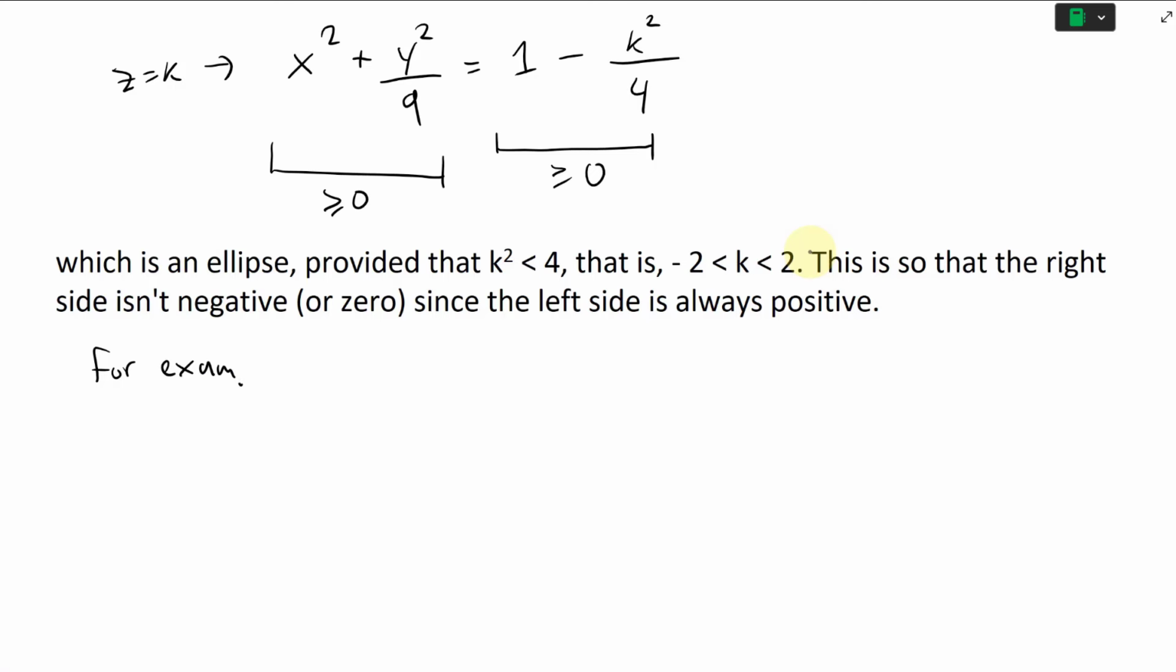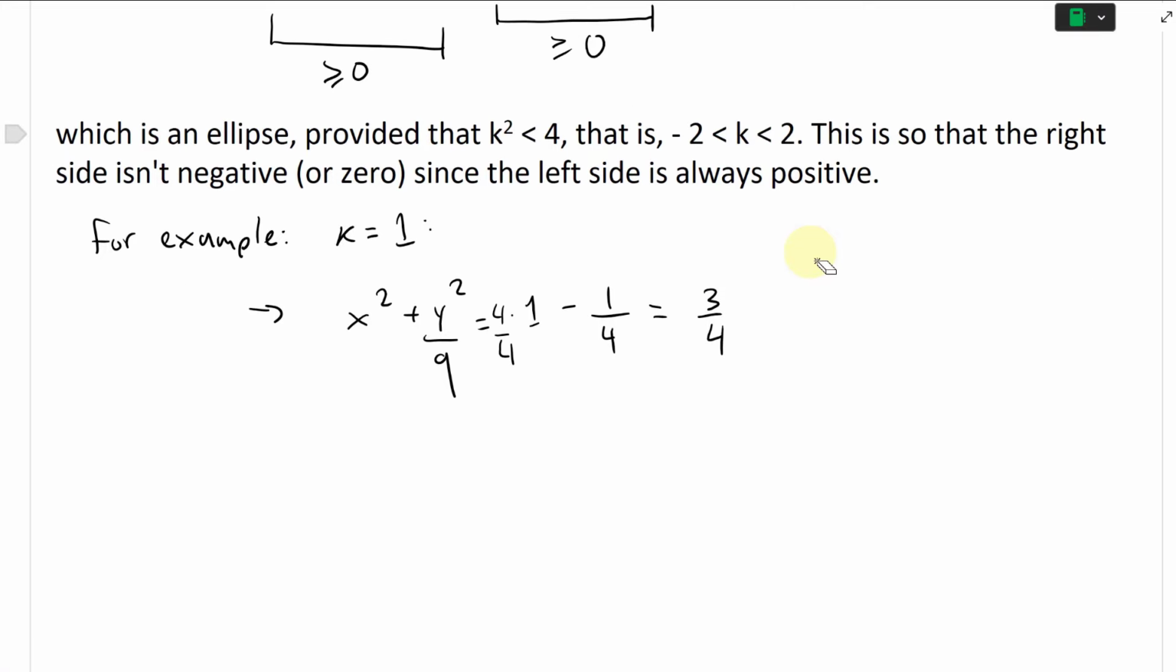For example, I'll just do an example right here. We have k equals 1. So if k equals 1, we're going to get x squared plus y squared over 9 equals 1 minus k squared, and 1 squared is just 1, divided by 4. This equals 4 minus 1, which is 3 over 4.